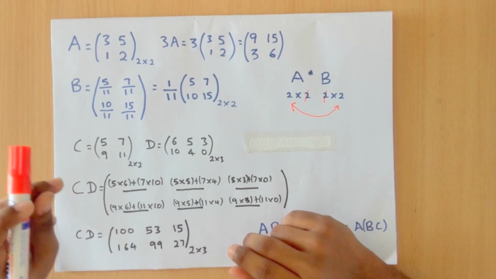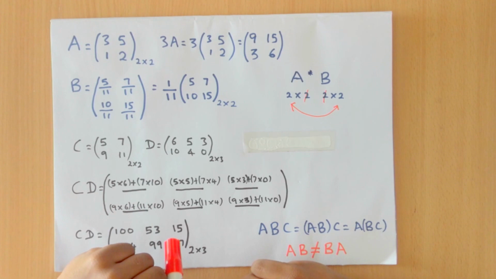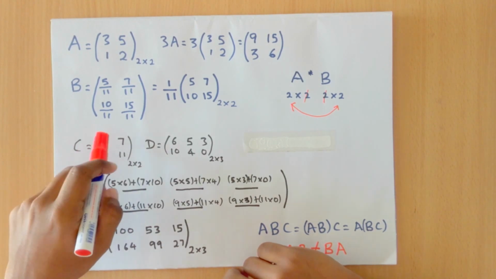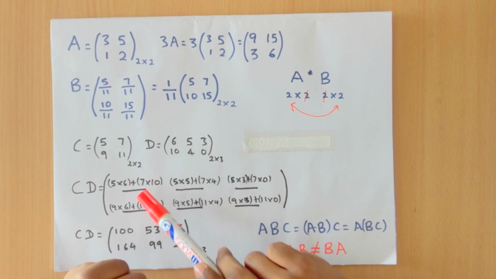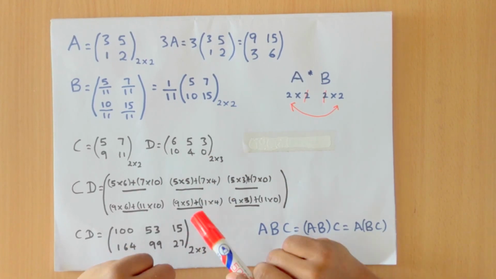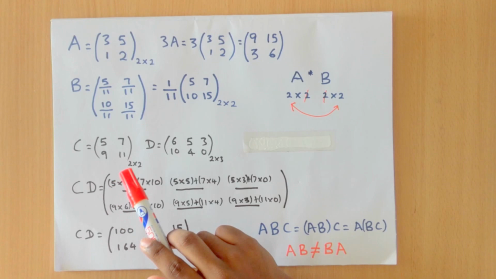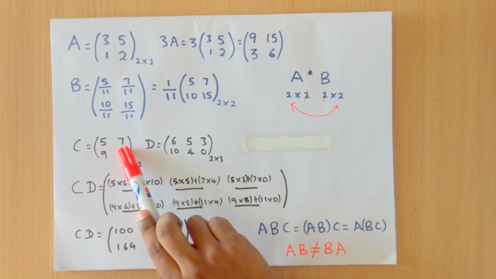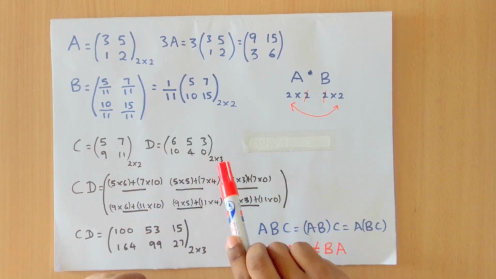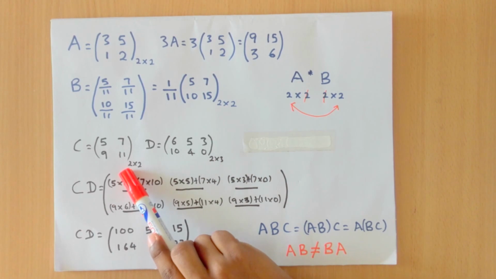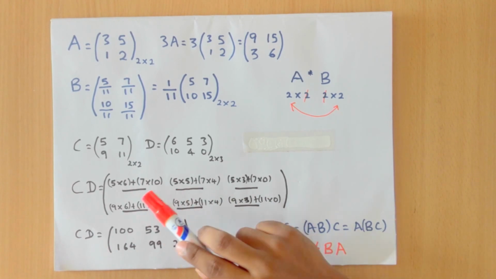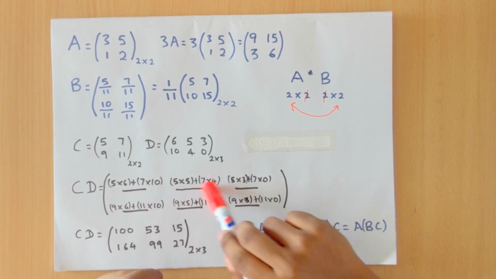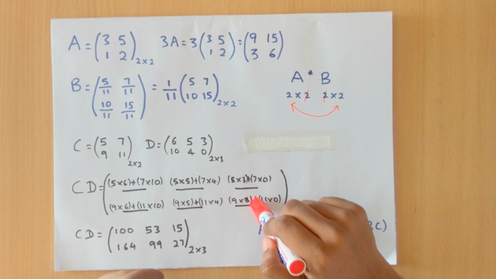Let's multiply a 2 by 2 matrix with a 2 by 3 matrix. Since the number of columns of C is equal to the number of rows of D, these two matrices can be multiplied, and the resultant matrix will have the number of rows of C and the number of columns of D. So this would be a 2 by 3 matrix. We draw a 2 by 3 matrix and then move on with the calculations. So there will be 6 elements, 2 rows and 3 columns.